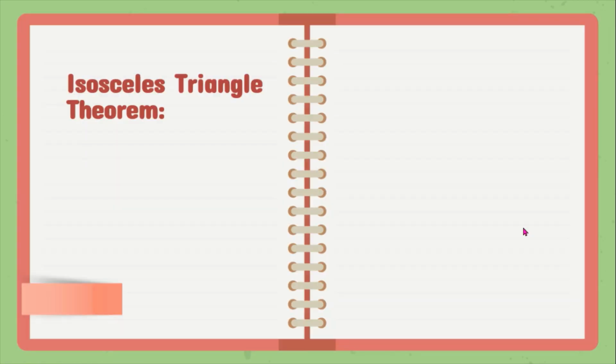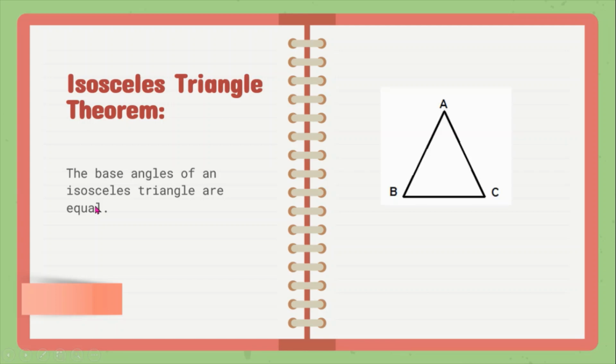Isosceles triangle theorem. The base angles of an isosceles triangle are equal. Given this illustration, since side AB here is equal to this side AC, then this angle ABC here is equal to angle ACB. So that's the isosceles triangle theorem.